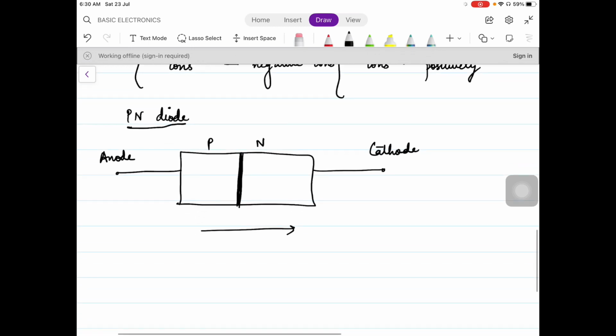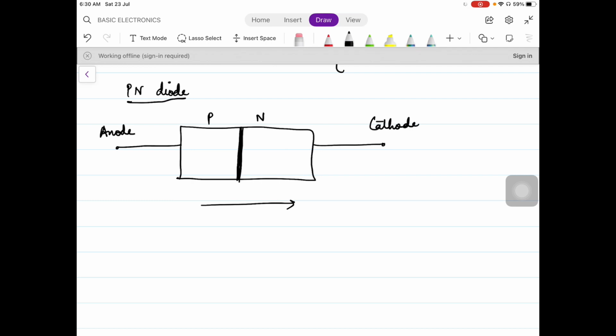Now, from here come two different terms: depletion layer and potential barrier. So what is depletion layer? Depletion layer is basically a layer or an area which is formed near the junction. And how is it formed? When you join P and N semiconductors, P has majority of holes and N has majority of electrons. When you have joined P and N semiconductor, this device has become one.